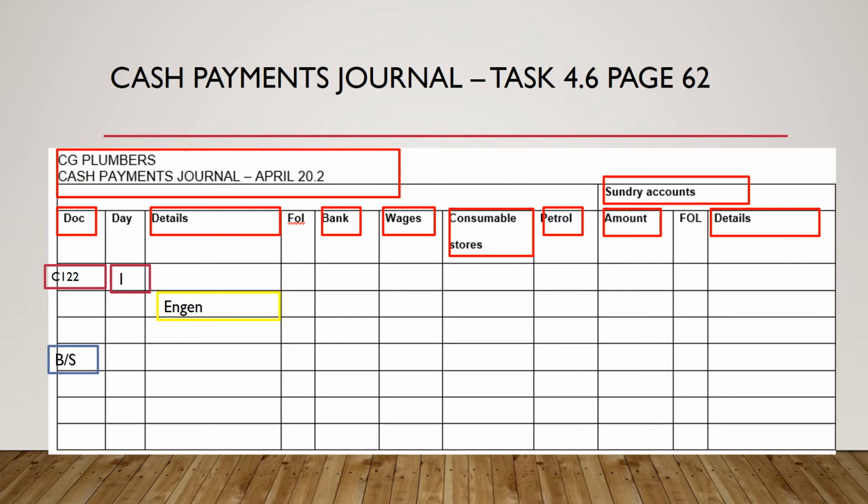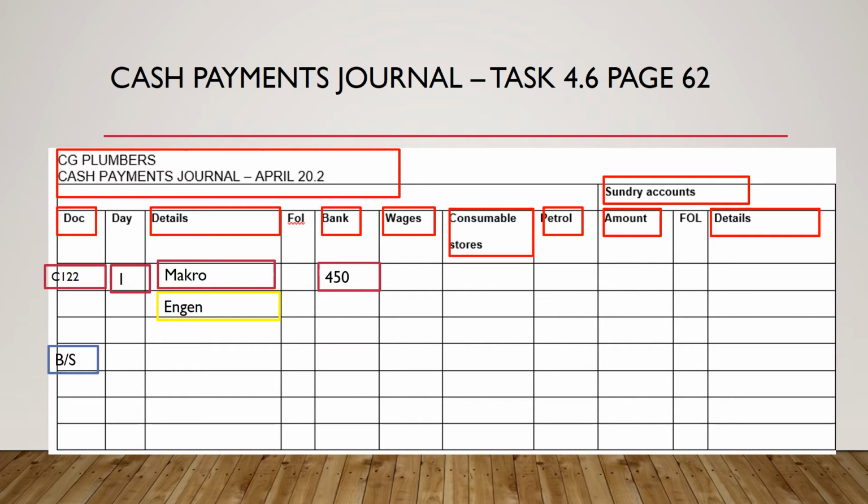If you read from page 62, transaction 1, it tells us that we bought consumable stores from Macro for 450 Rand and we paid with check 122. So our document number is C122, showing us that this was check counterfoil 122. This transaction occurred on the 1st. Our details, or who we are paying, would be Macro.